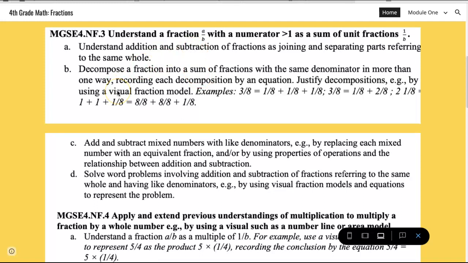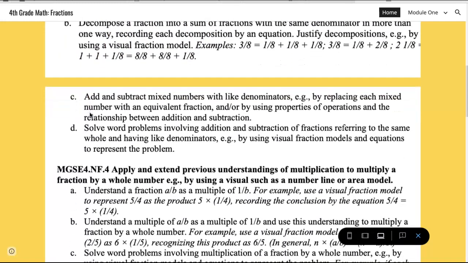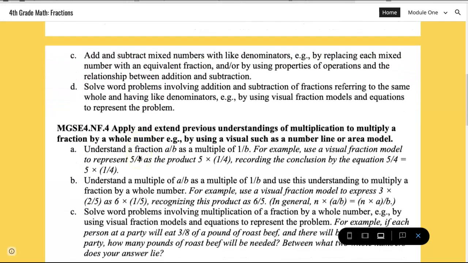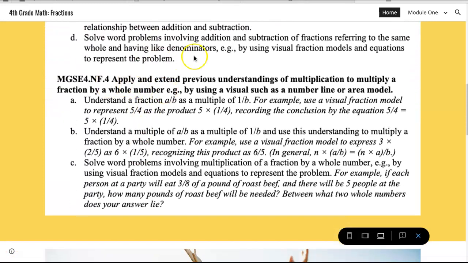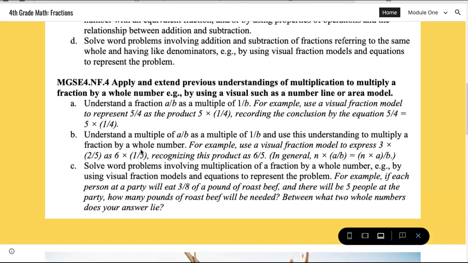These were the standards that we used for the lesson. They were working on adding and subtracting fractions, adding and subtracting mixed numbers with like denominators, and then also applying previous understandings of multiplication to fractions, multiplying fractions by a whole number using a number line or the area model.